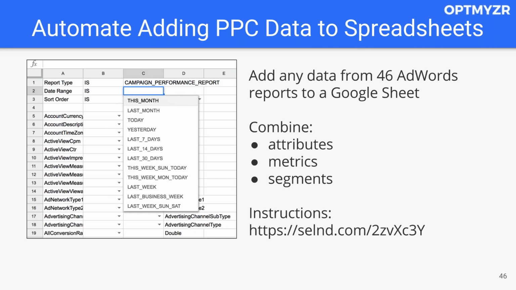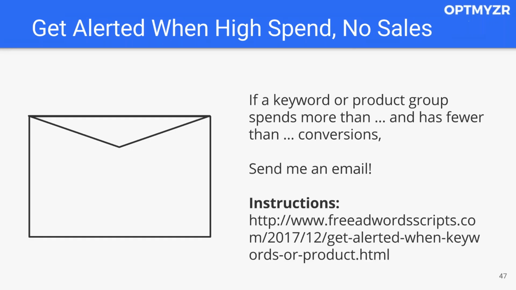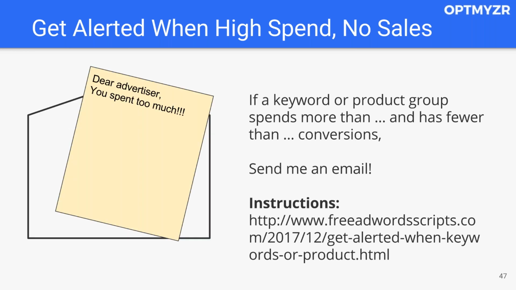And then, of course, because this is Google Sheets, you can have another automation that pulls data from these automatically generated reports and does something very specific to your business with it. Now, this is a script that I wrote just about a week ago. If you have high spend but no sales on certain keywords or product groups, this is going to check on a daily basis and send an email to say, hey, dear advertiser, you've been spending too much. This would have been a perfect example to do in automated rules, but automated rules can only run once per day. So this little script does that on an hourly basis.